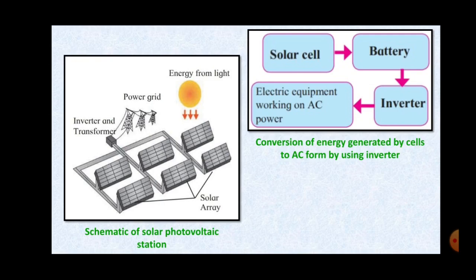Now if we see the schematic of solar photovoltaic station, we can see in the picture that many solar panels are connected together to generate the electrical energy. Here first, as I said, the electrical energy is generated in the form of DC, that is the direct current, right? So it is stored in the batteries, then it is sent to the inverter where it is converted into AC or the alternate current, okay? And a transformer is also there which transforms the voltage and the current levels of the generated power, and then it is distributed to the different areas.